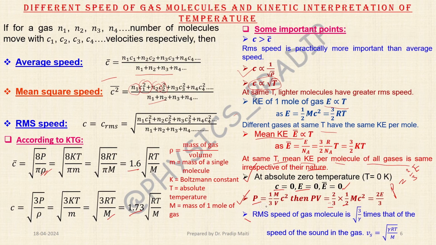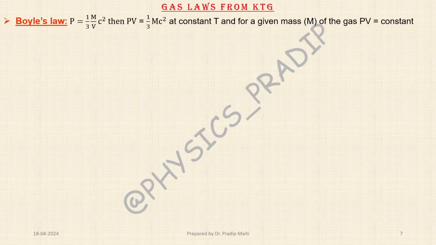Also remember this point, this is a very important point. RMS speed of a gas molecule is the square root of 3 by gamma times the speed of sound. So this relation relates the velocity of sound and the velocity of gas molecules. Obviously the velocity of sound in a gaseous medium is given by Vs equals root over gamma RT by capital M. So this is also a very important relation where gamma is the specific heat ratio, that is gamma equals Cp by Cv.